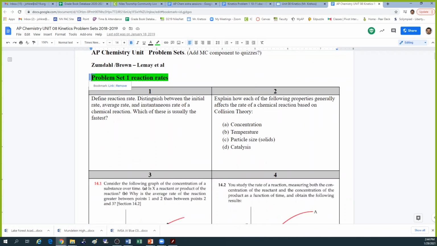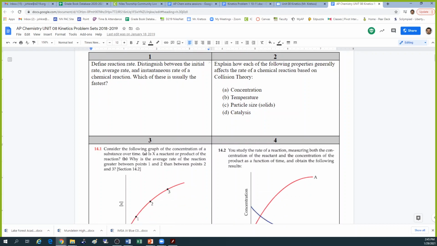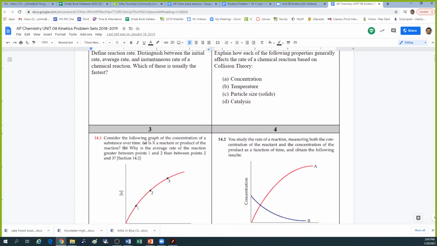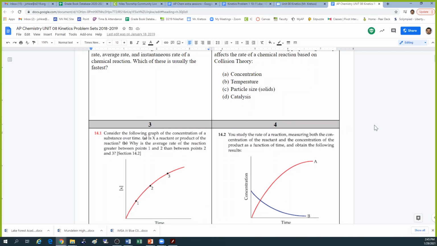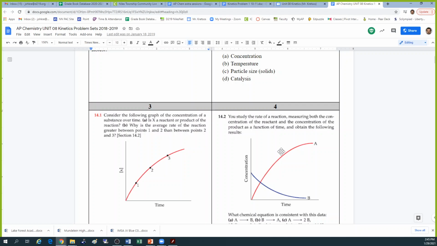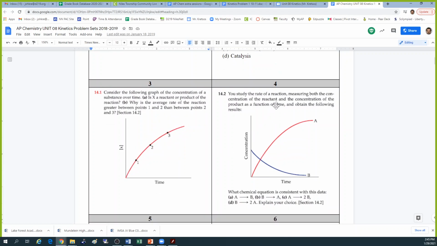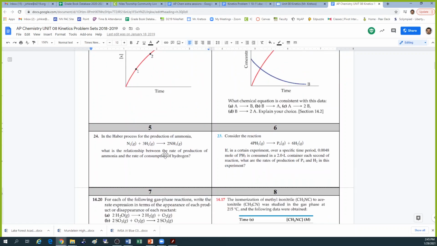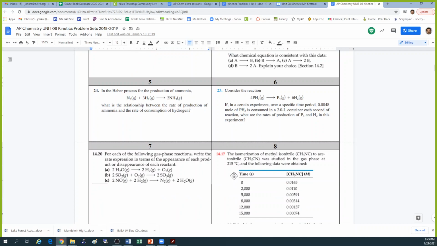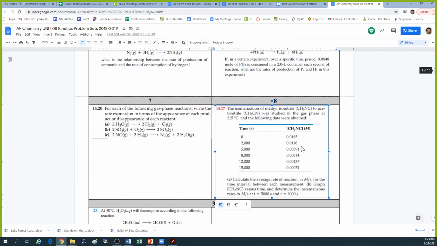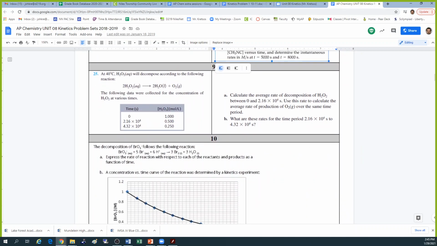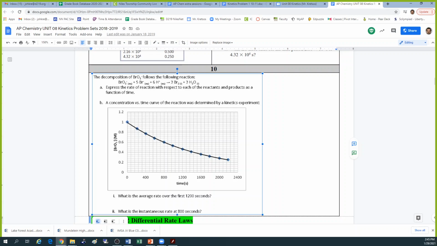But many of these are quick. This is just the definition between initial rate, average rate, and instantaneous rate. Explain how each of these affects the rate of reaction in general using the concepts of collision theory that we just talked about. Here it just asks you to analyze the graph, again a comparison of graphs. And then here it talks about the relationships that we looked at in terms of rates of change of reactants and products. I said skip this one because it makes you make a graph, and I just didn't think we needed to take the time because I then give you a couple problems that have the graphical information already ready to go.